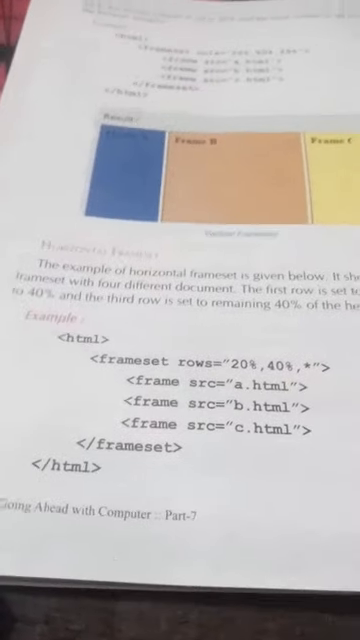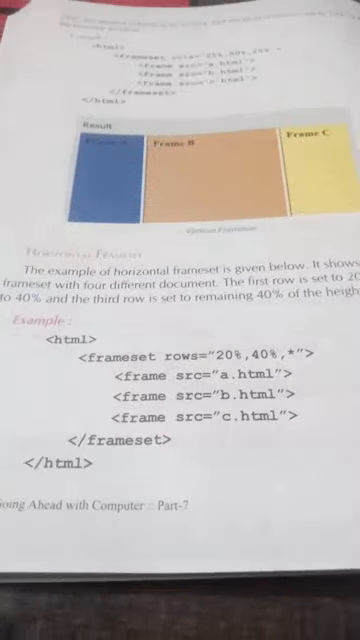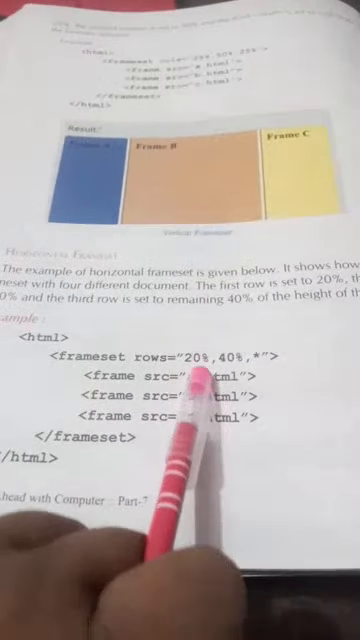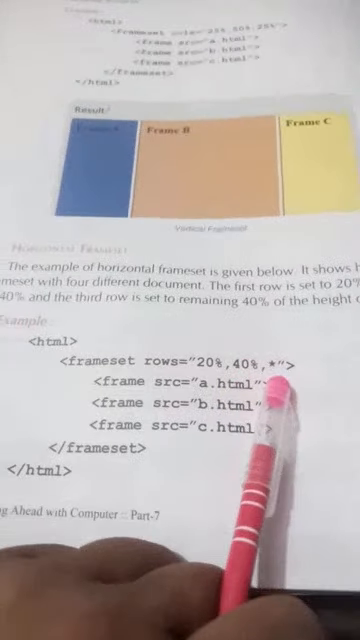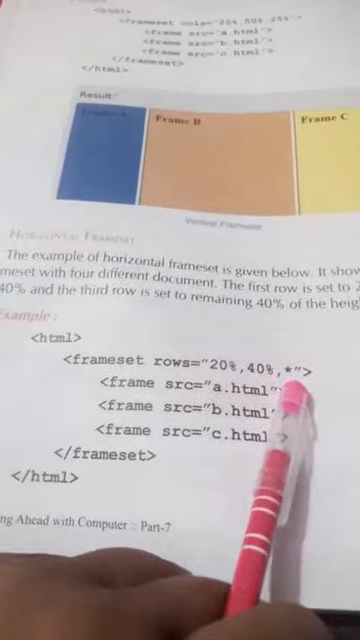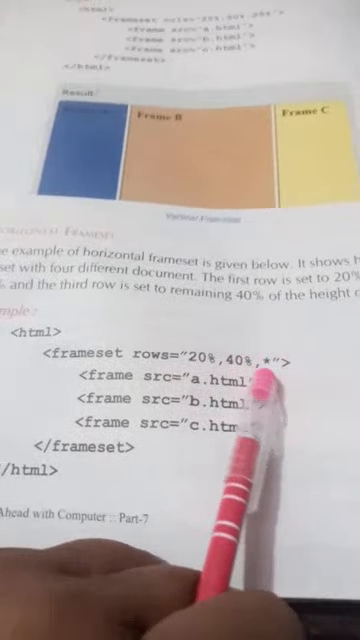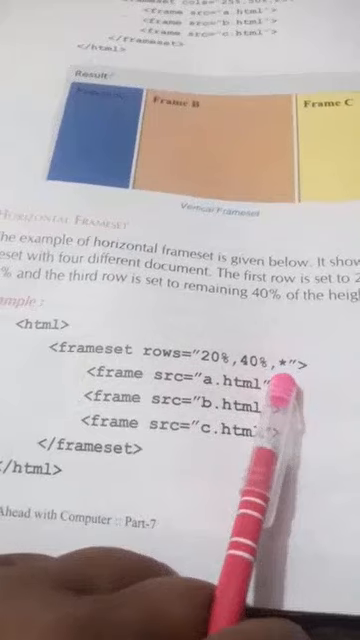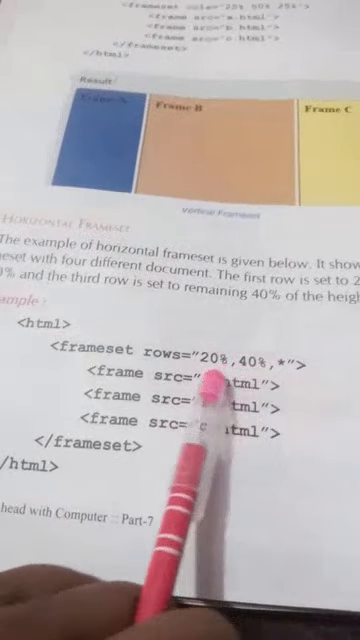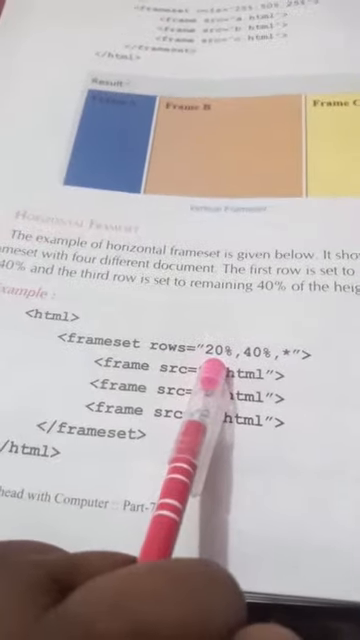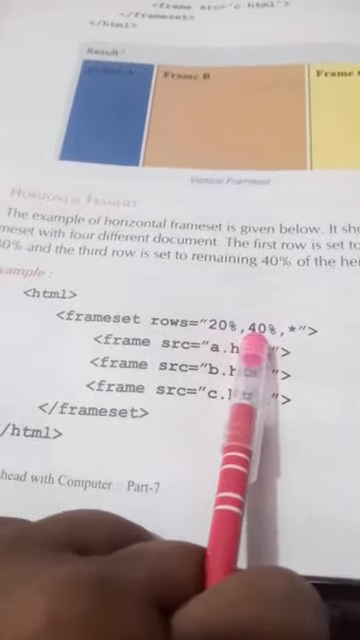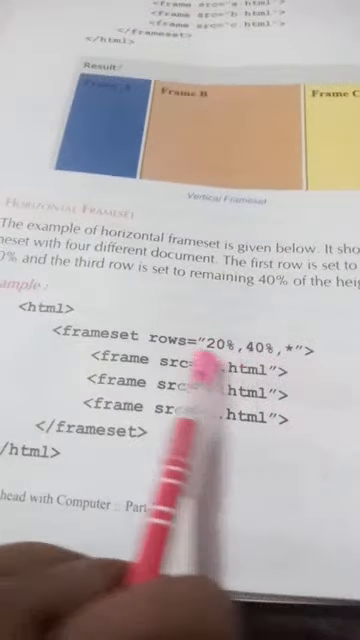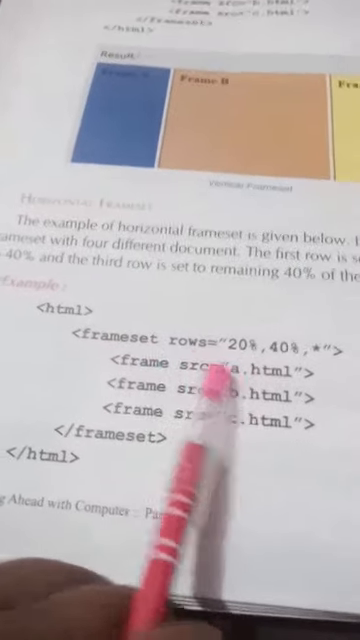Now we are moving on to horizontal frameset. Here we have divided into rows of 20%, 40%, and the rest of the window is denoted by an asterisk sign. The asterisk sign shows the rest of the area of the web page. When we talk about 20% and 40%, this covers 60%, and after that the rest is 40%. So this is about the rows attribute.